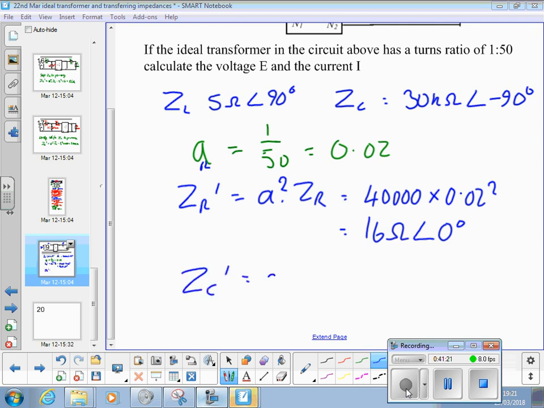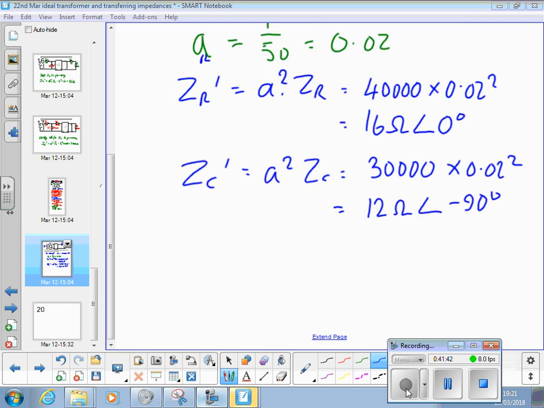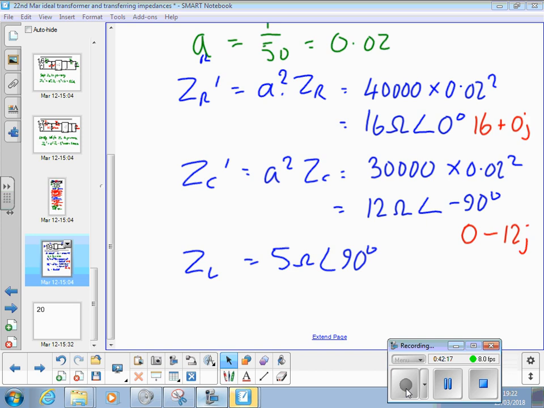ZC dash is A squared ZC. That's 30,000 times 0.02 squared equals 12 ohms, angle minus 90 degrees. Yep. We're going to need to add these up. So this is 16 plus 0J. That's going to be 0 minus 12J. Yeah. And last of all, ZL is equal to 5 ohms, angle 90 degrees, which is 0 plus 5J.